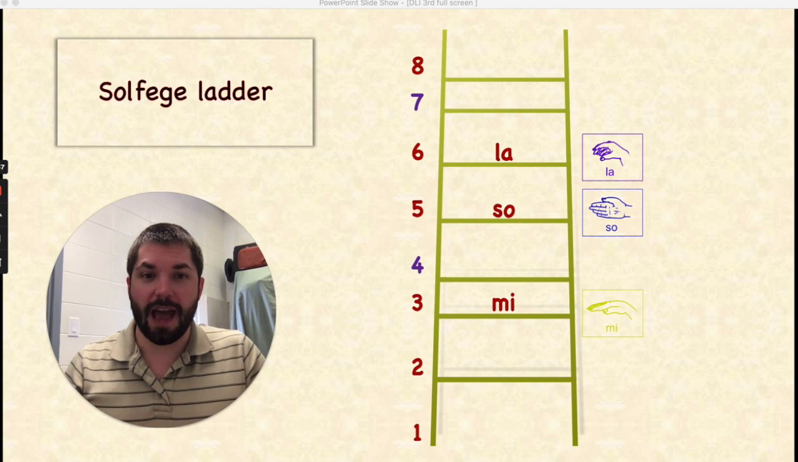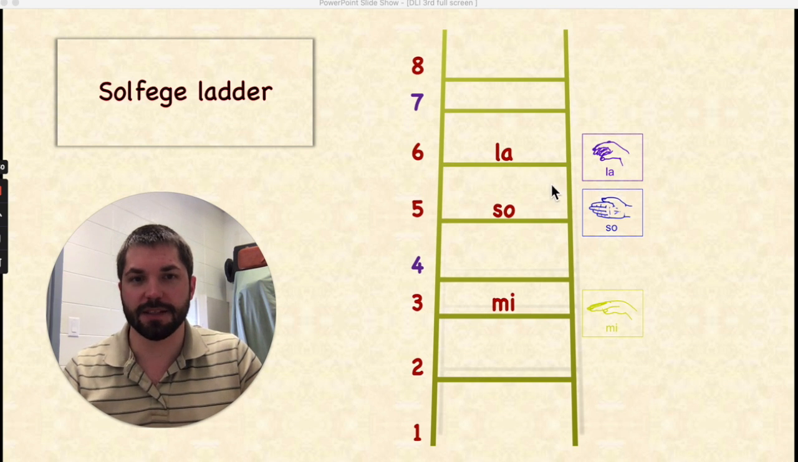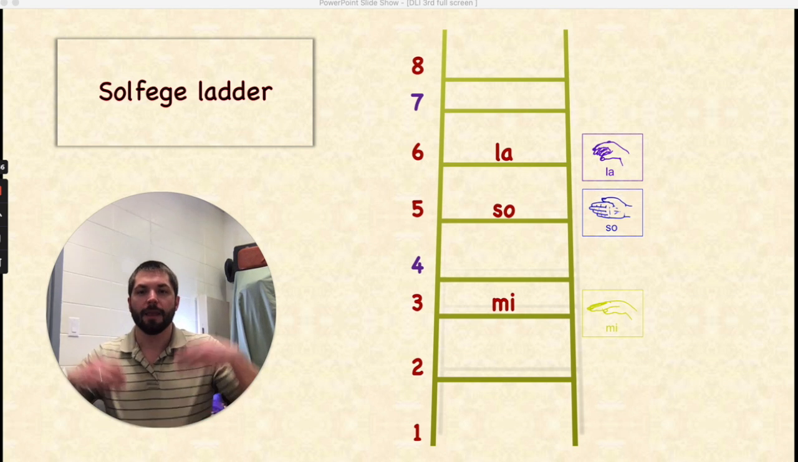Let's warm up with some patterns. We were doing patterns using me, so, and la, and of course we had their hand signs as well. I'll sing one and do my hand signs. You sing it back. Let's try.